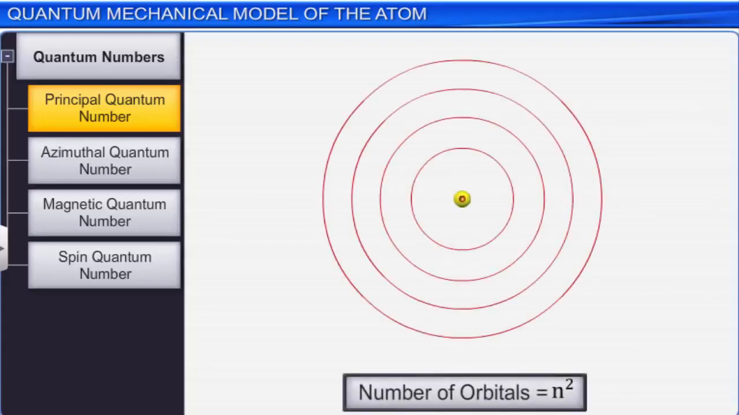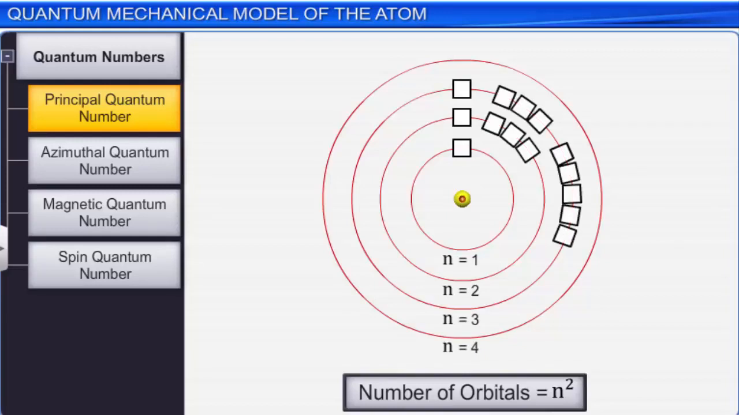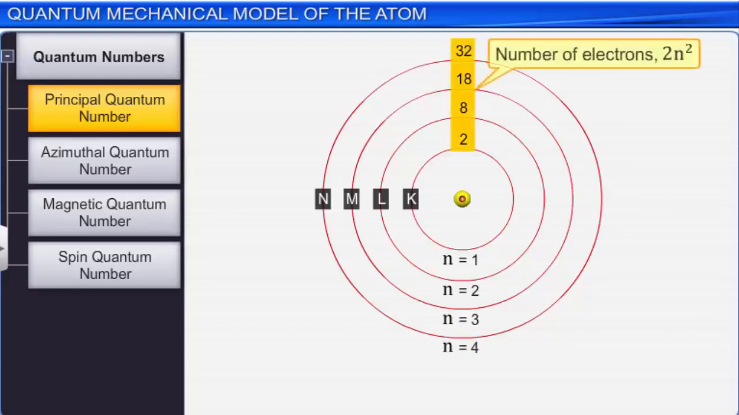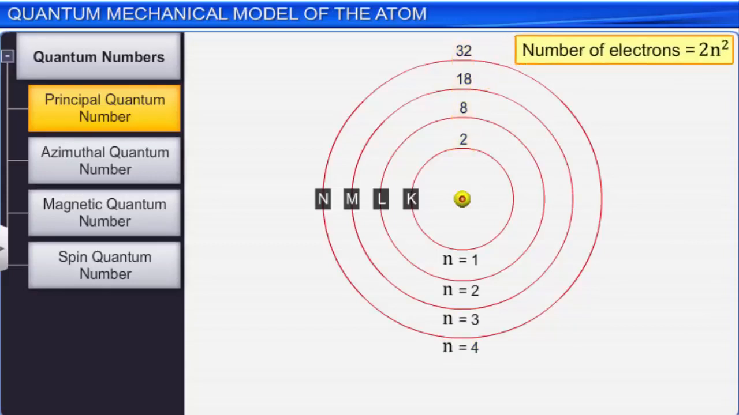In addition, with the increase in the value of n, the number of allowed orbitals increases and are given by n square. Shells are denoted by the capital letters K, L, M, N, and so on for the values of n equal to 1, 2, 3, 4, and so on respectively. The number of electrons in a shell is given by 2n square. Therefore, for n equal to 1, there will be 2 electrons in the K shell, and for n equal to 2, there will be 8 electrons in the L shell. The number of electrons in M and N shells will be 18 and 32 respectively.